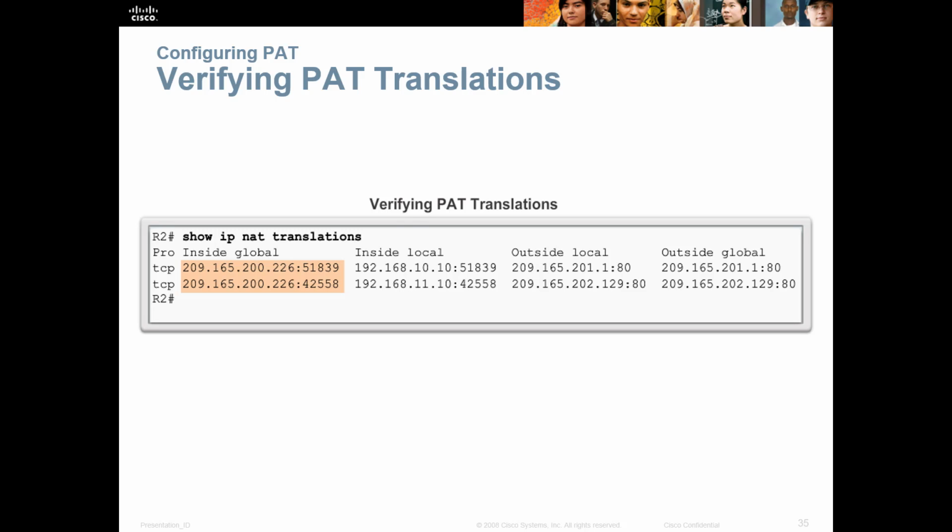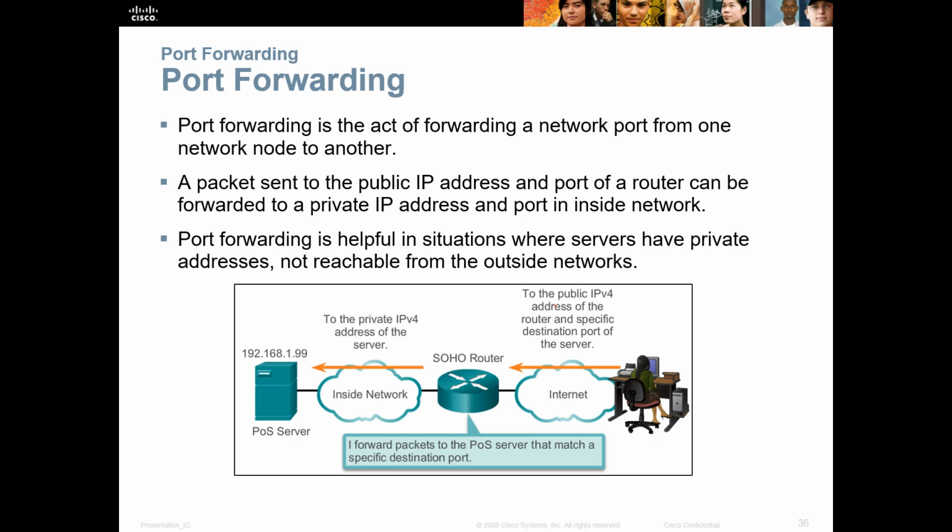So verifying PAT translation, show ip nat translation, and you'll be able to see your inside local, inside global, outside local, and outside global. Now remember, active sessions get these. If they're not here, we don't have any current active sessions. So that's our NAT and PAT in a nutshell. We have a few more things to talk about, so we're almost done.